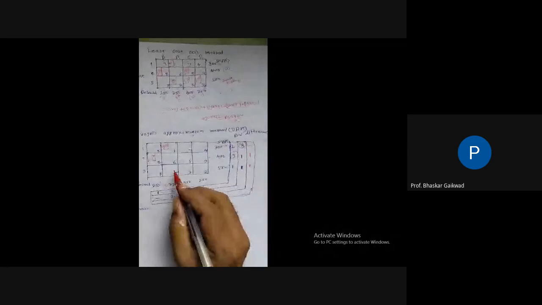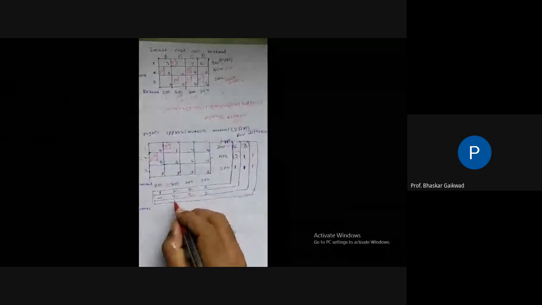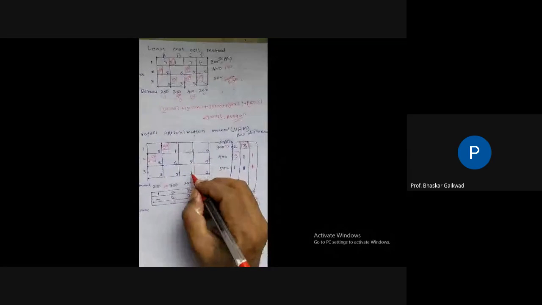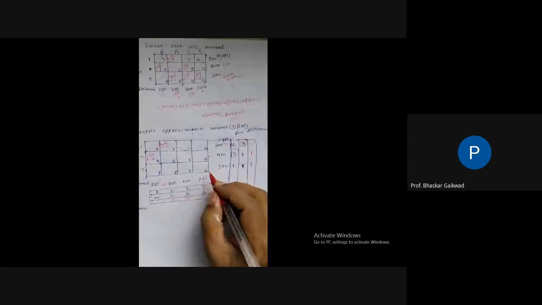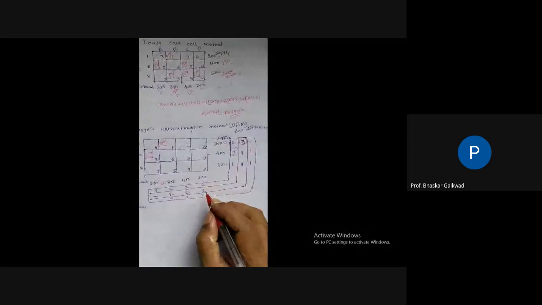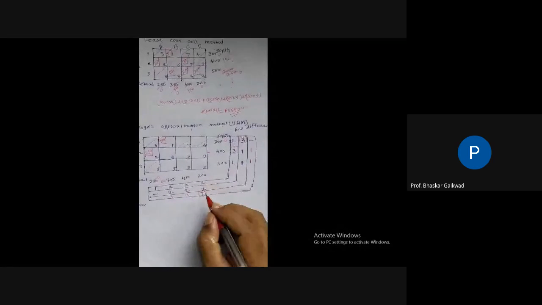Then you have to go to the columns. 6 minus 3, so here it is 3. 5 minus 3, here it is a 2. 9 minus 2, here it is a 7. Correct. Out of this, which is the maximum value? Here. So this is the maximum value.